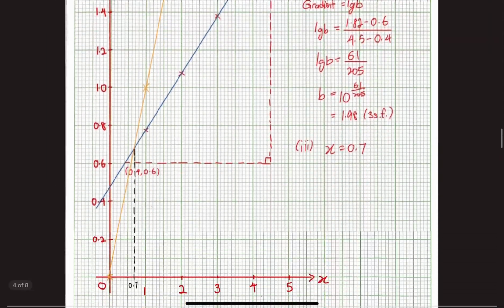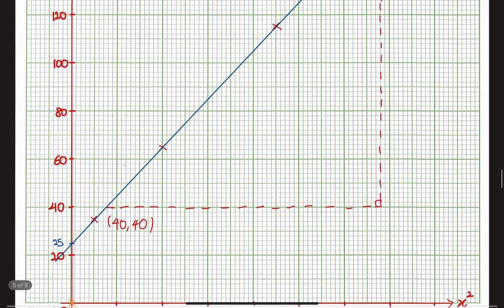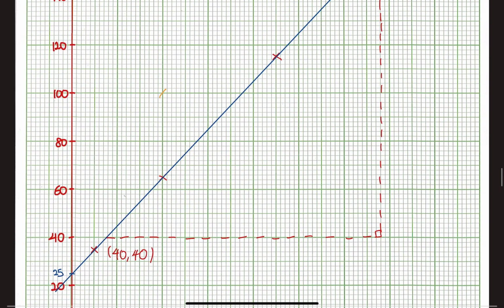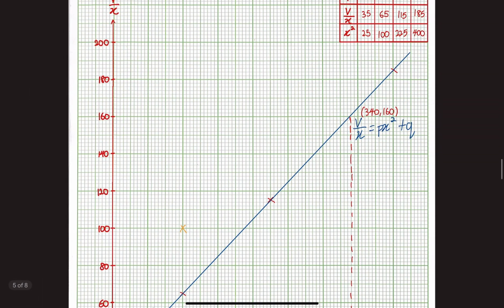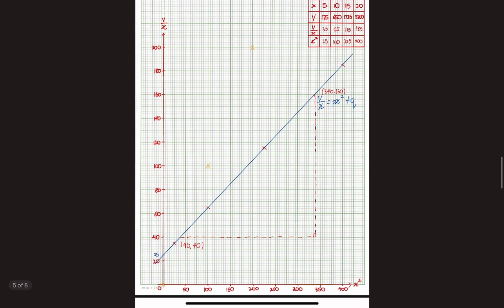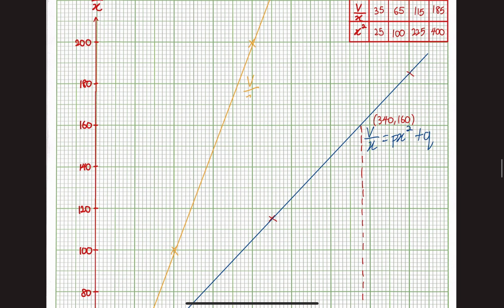Okay, so now I plot my table of values here. When x squared is 100, v over x will be 100. I mark an x here. When x squared is 200, v over x will be 200. Then now I plot this line. I plot my line something like this. And this is the graph of v over x equals x squared.